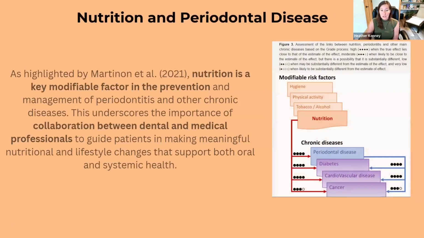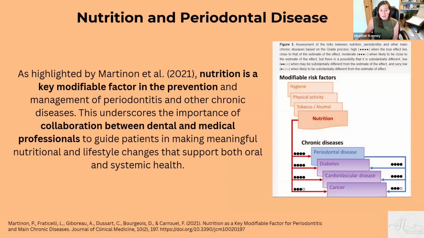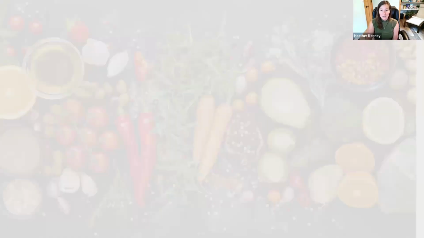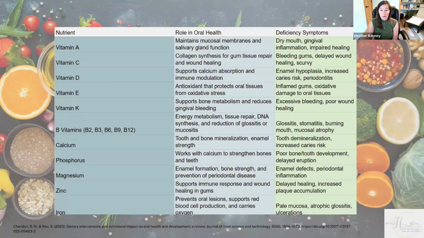And if we look at nutrition, this study showed that nutrition is actually the most modifiable factor in prevention of disease, including periodontal disease and some of the chronic diseases like diabetes and cardiovascular disease and cancer. So diet plays an enormous role in the inflammatory response of our patients, both orally and systemically. So let's just dive a little bit into nutrition for a few minutes.